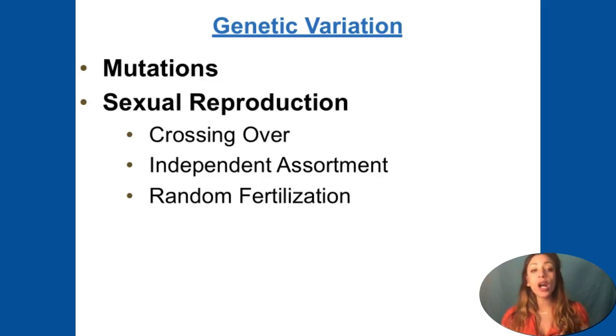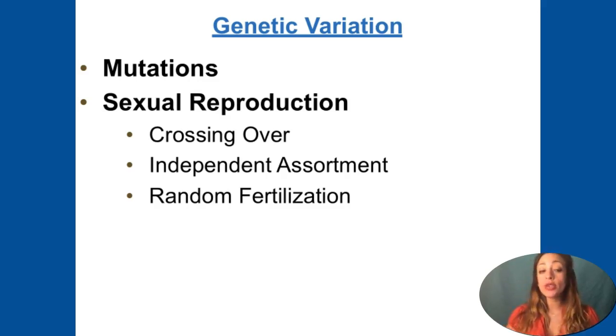So, what causes or allows for genetic variation? We did mention some in the last lecture. We're going to get a little bit deeper in each of those. We talked about crossing over and independent assortment, but let's also talk about random fertilization and mutations. Any kind of mutation that occurs can lead to genetic variation of a new individual.